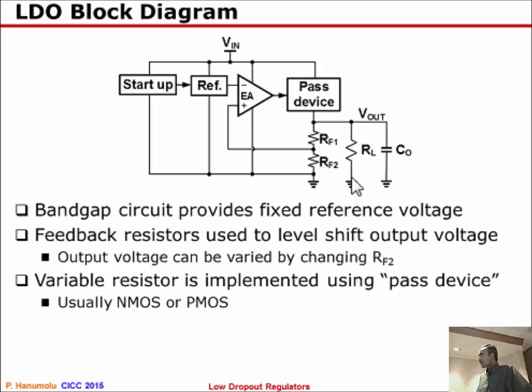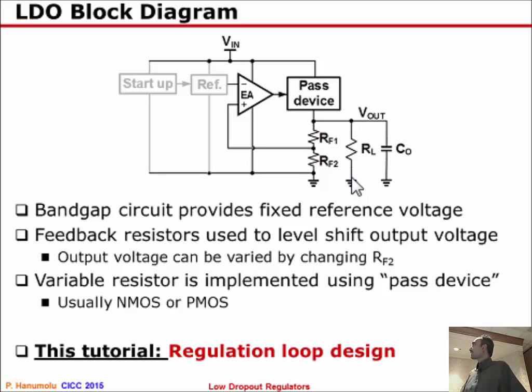Sometimes it also requires some startup circuitry to turn on, to make sure that the reference voltage is actually giving the reference voltage, and so on and so forth. What I would like to do today is only focus on this portion of the LDO. I'm going to assume that we are given a good reference voltage, and we want to force the output voltage to the desired value. So that will be the regulation, which I'll refer to as the regulation loop.